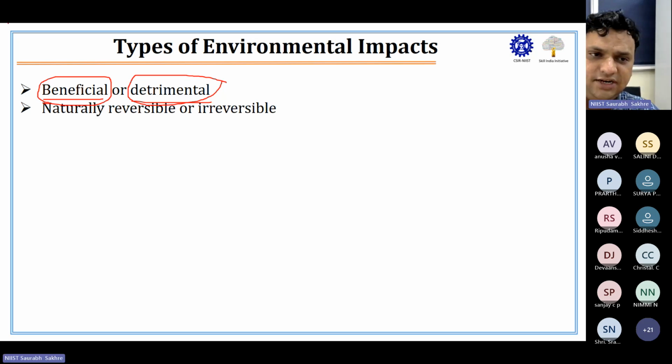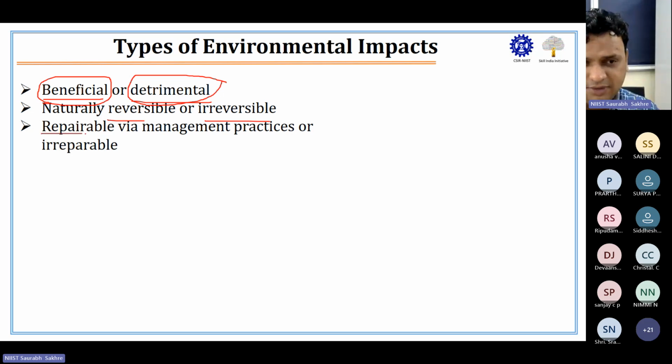The second one is naturally reversible or irreversible. Suppose some effluent has been discharged into the river body because of the treatment plant or any developmental activity. Over time, after the first or second rainfall, the water will again become clear. It is a reversible impact. But suppose during the construction of that plant, some soil or some geology was permanently distorted, which cannot grow by itself. Of course, geology and soil will not grow by itself. So that is an irreversible impact. Now I cannot retrieve it. So that is the second type of impact, naturally reversible or irreversible. By itself, it won't get cured.